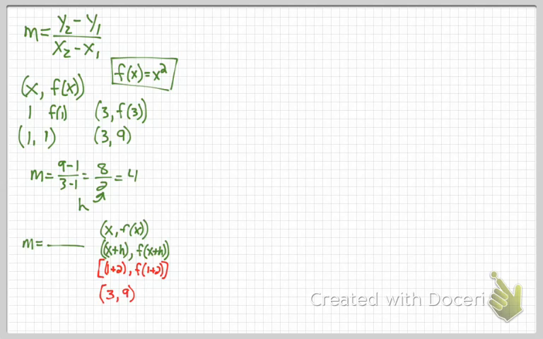Why do we need all this? Because as we rewrite our slope formula, our second point is x plus h. That's our second x value. Our first x value was just x. Our second y value is f of x plus h. Our first y value is f of x. Okay, so now here is a new way that we can write our slope formula.